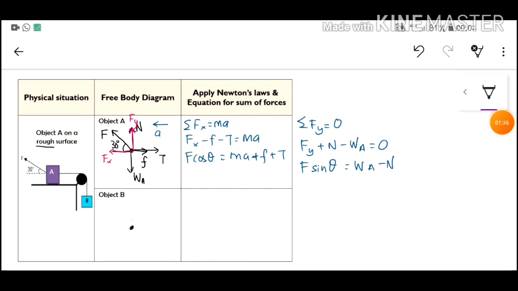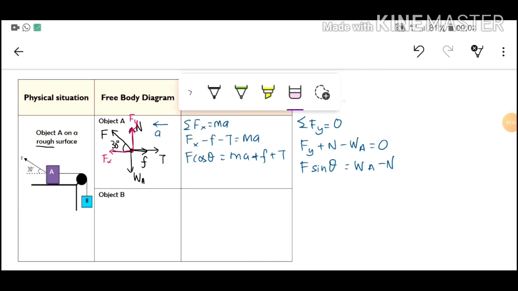For object B, there is a tension and also the Wb, and the direction of motion of object B is upward. We apply Newton's law of motion. Sum of Fy: the forces exerted on object B are tension and Wb. The direction of motion is upward.